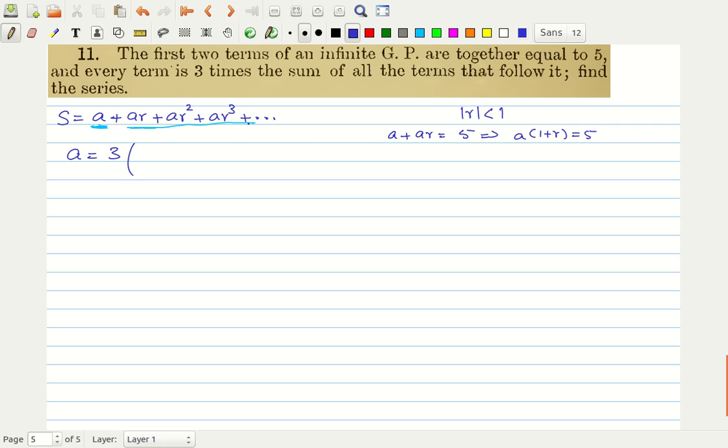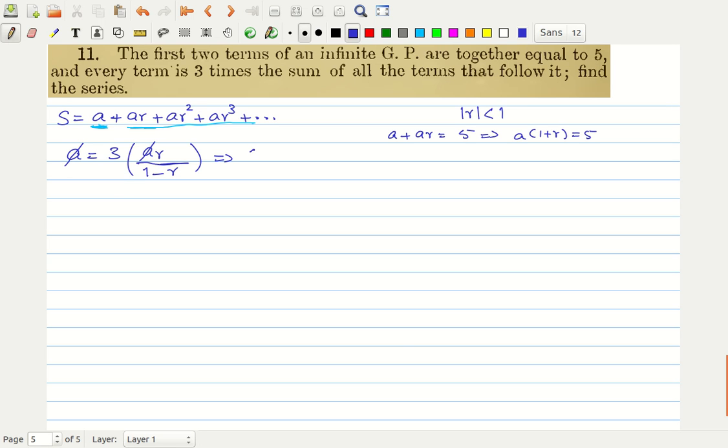Now these terms, that is AR plus AR square plus AR cube, are also an infinite geometric progression. The sum of this infinite geometric progression is the first term, which is AR, divided by 1 minus the common ratio. Common ratio is R. So this is what we get. Now A is not equal to 0, so we can cancel A from both sides, and we can solve this equation to find R.